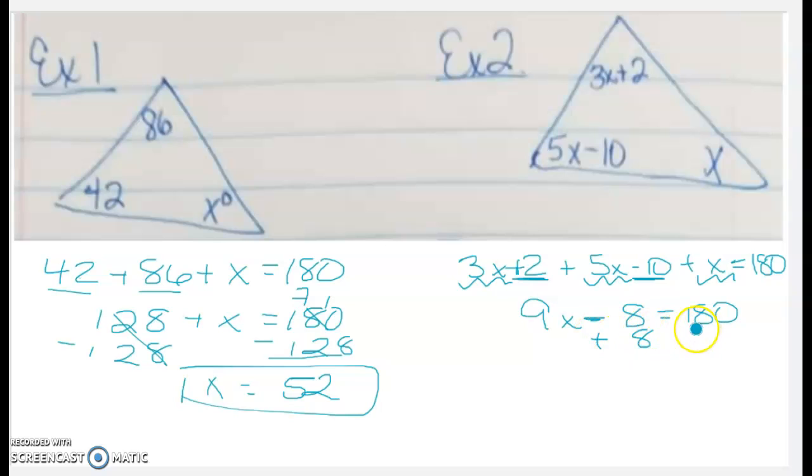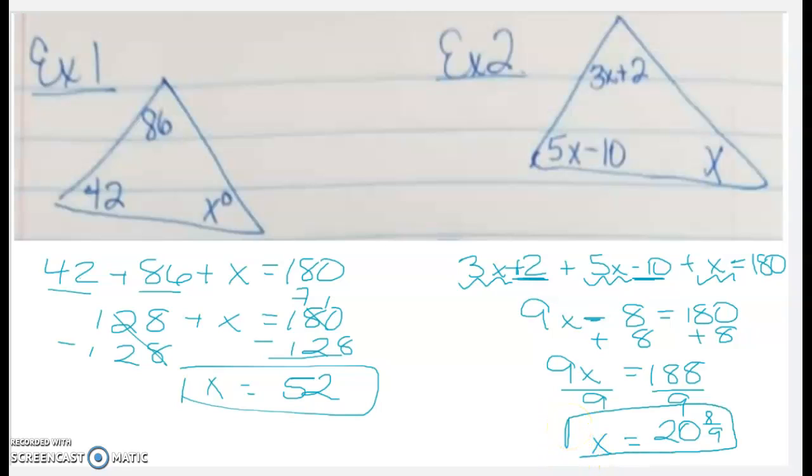Then I'm going to add 8 to both sides. 9x equals 188. And then I divide by 9. And x is going to equal, 9 goes into 18 twice with 0 left over, and 9 does not go into 8, so that would be a 0. And I would have 8/9 left over, so 20 and 8/9. That would be my x.